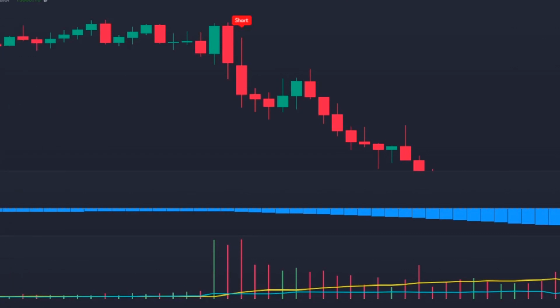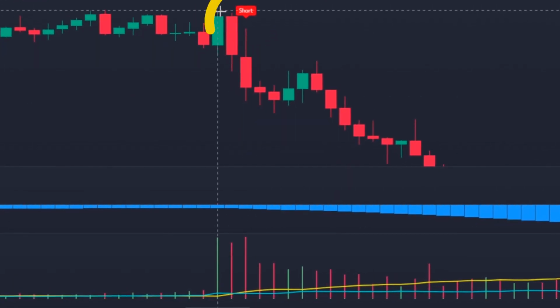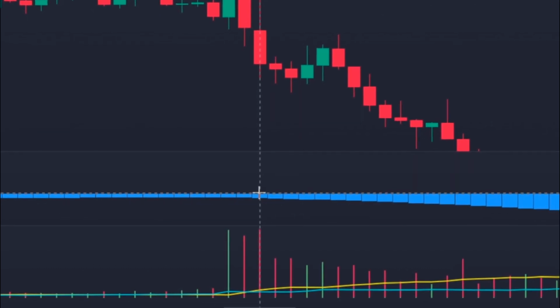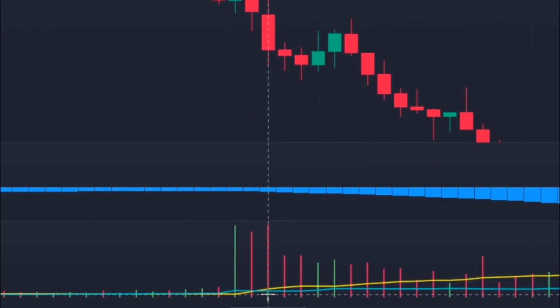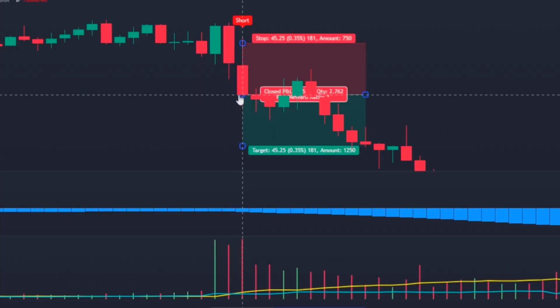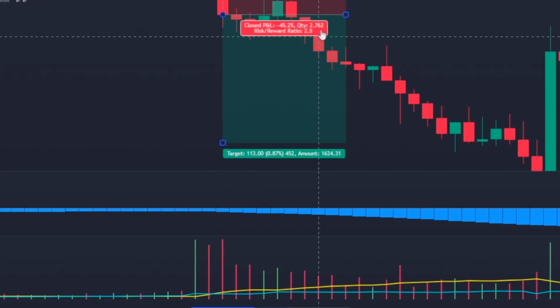And every time the Smart QQE Mod prints a short signal, the Smart Money Oscillator bars are under the zero level of the histogram, and the volume bars from the Smart Volume are red and above the yellow line, it means it's time to enter a short position.